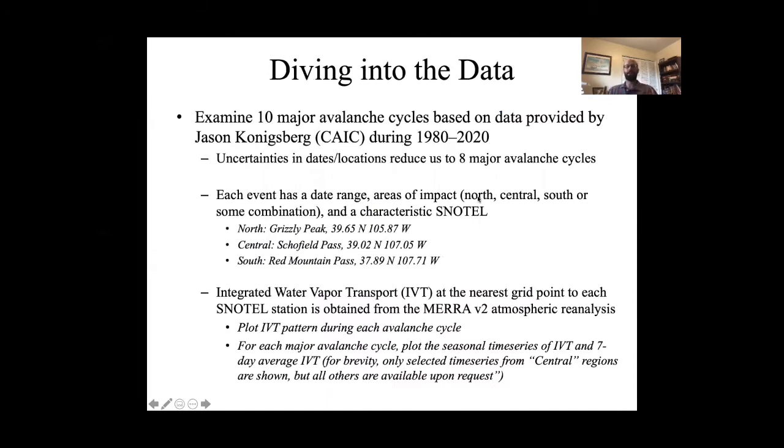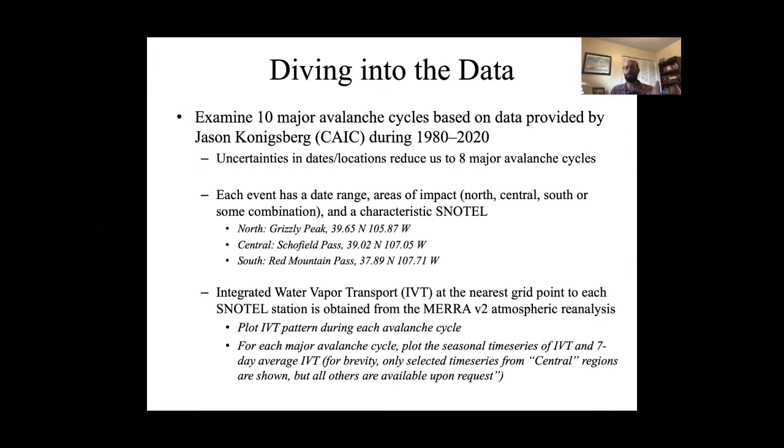All right, so diving into the data, I mentioned that this is a preliminary analysis, and in the next section I'm going to kind of motor through some slides pretty quickly, just to give you a flavor of what my colleague Jason at the CAIC and I have been looking at over this past spring and summer. So what we're going to do is examine 10 major avalanche cycles based on data provided by Jason over the past 40 years. Uncertainties in the dates and exact locations within Colorado of these events reduce us to about 8 major avalanche cycles that we're going to look at.